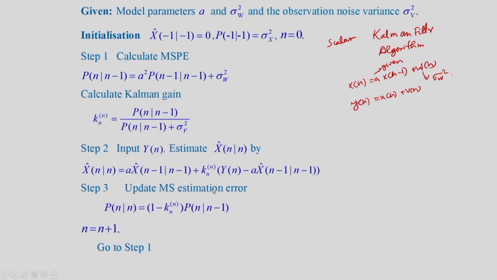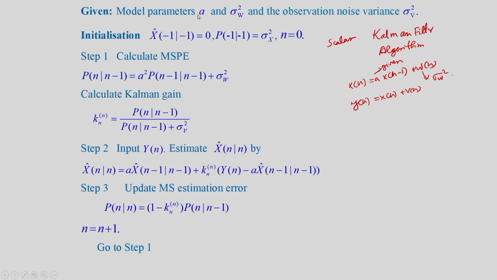Now, we will update the MS estimation error, that is P(n|n) is equal to (1 minus k_n), that is the Kalman gain, into P(n|n-1), the mean square prediction error, because this value was found here, and that will be used to update the mean square error. Then we will have n = n+1 and we will go to this step. We will again calculate the mean square prediction error using this relationship. In that way, this Kalman filter will go on.